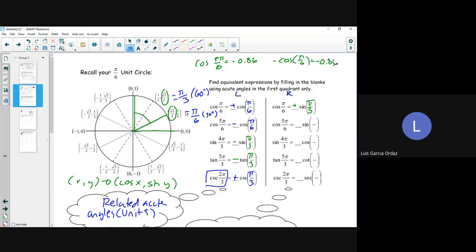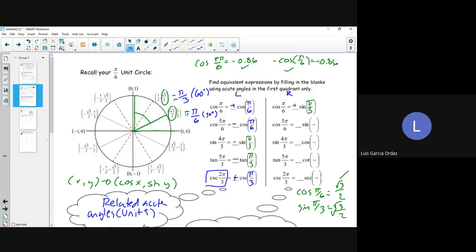Okay, now what's cos of pi over 6? Root 3 over 2. And what is sine of pi over 3? Root 3 over 2. They're the same.